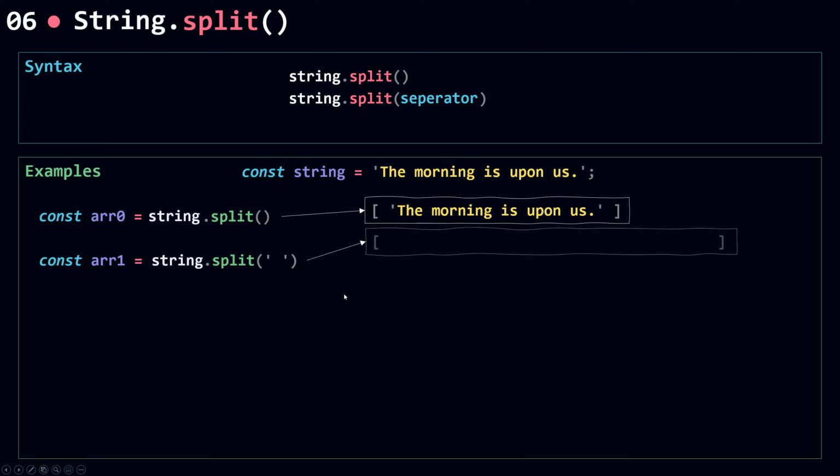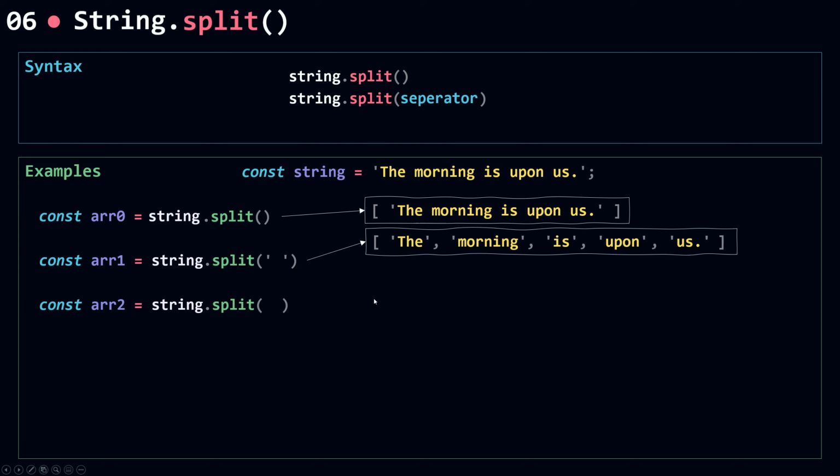So I'm going to get an array. I'm going to get the first word here, then the split will happen on the space. Then I'm going to get morning, and then is, because I have this space here, then upon, and then as. And you can see here we don't have this space anymore. So keep in mind that the space, or the separator in general, is not included in your substrings.